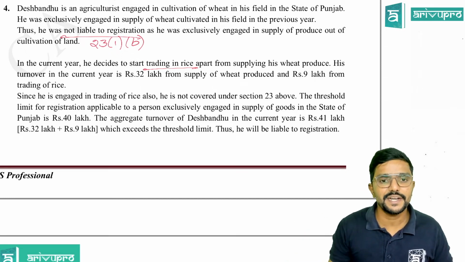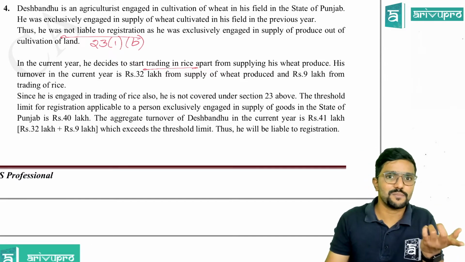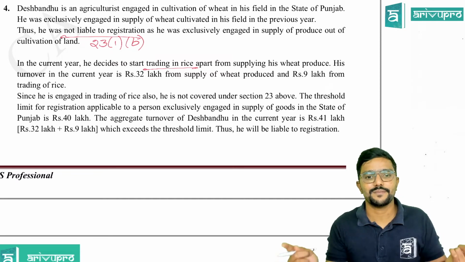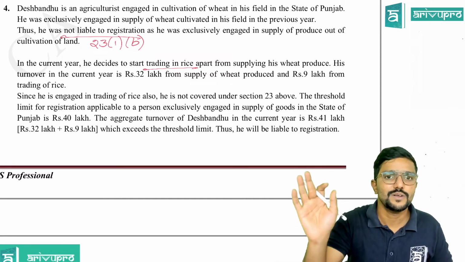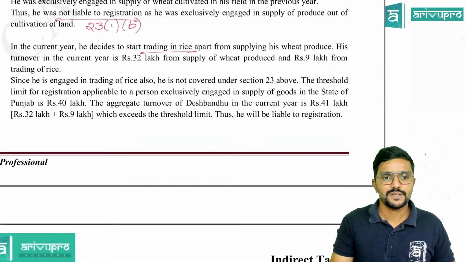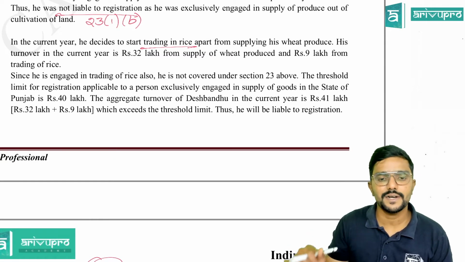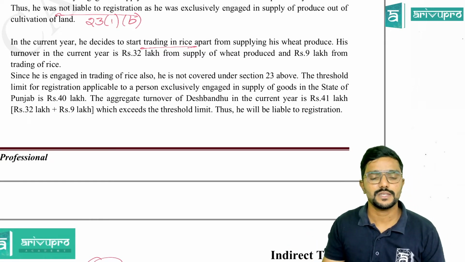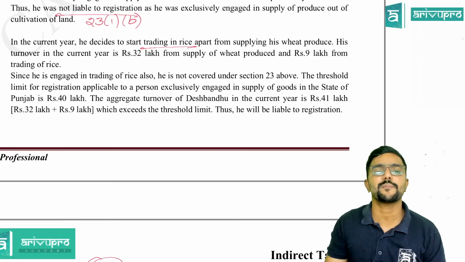So what is your aggregate turnover? Aggregate turnover includes exempt supply now. 32 is exempt supply, but 9 lakh is taxable supply. So are you exclusively providing only cultivation of land? No. So for you, section 23 exemption is not applicable. Yes. Since he is engaged in trading of rice also, he is not covered under section 23 above, the threshold limit for registration applicable to a person exclusively engaged in supply of goods.